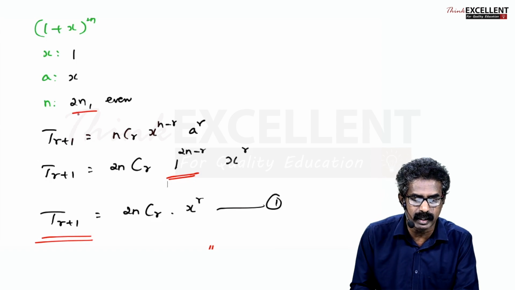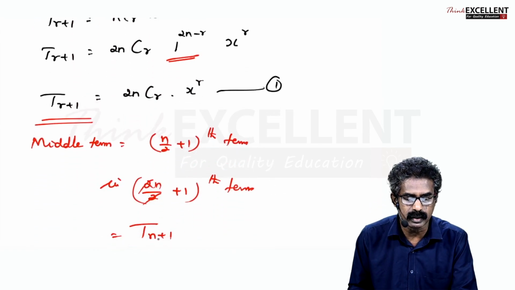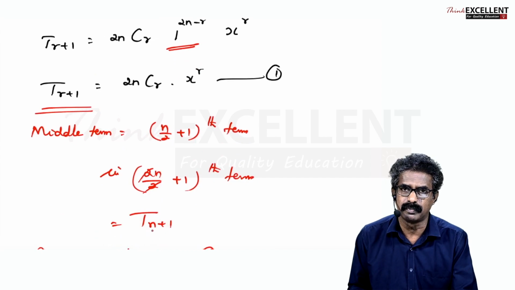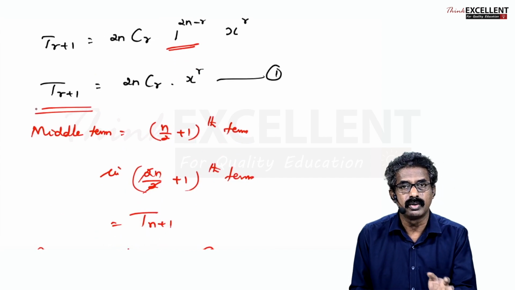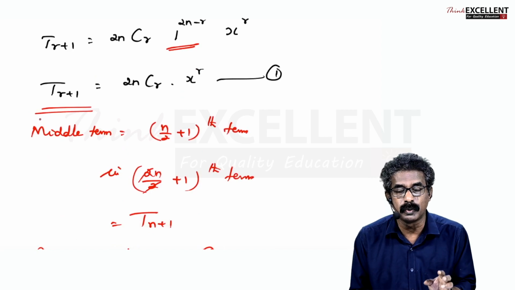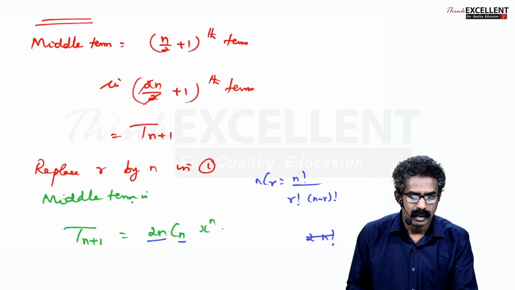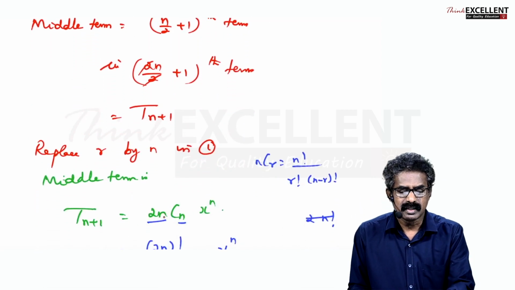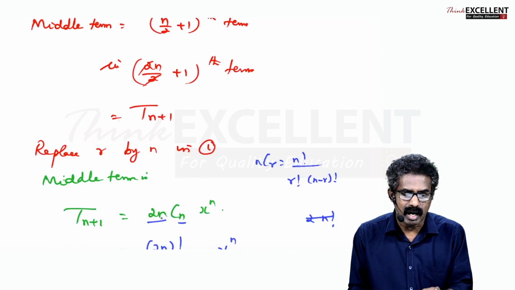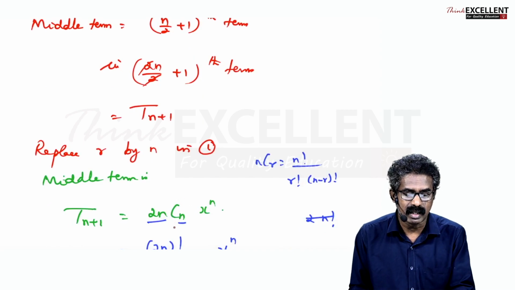Instead of N, we have 2N. So 2N by 2 plus 1th term. That is, you have to get the N plus 1th term. You know R plus 1th term. To find N plus 1th term for R, you put N. So this is what you are getting, but our answer is not in this form. So we change that combination, NCR, that formula we use it.